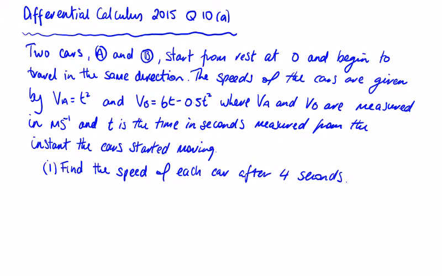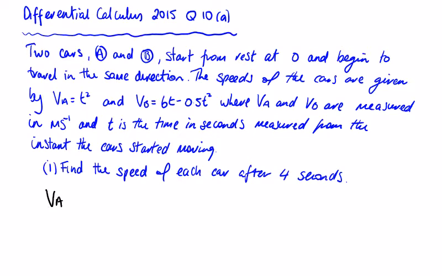Differential Calculus 2015 question 10. Two cars A and B start from rest at O and begin to travel in the same direction. The speeds of the cars are given by velocity of A is equal to t squared and B is 6t minus 0.5 t squared, measured in meters per second, where t is the time measured from the instant they start moving. Easy intro, find the speed of each car after 4 seconds.